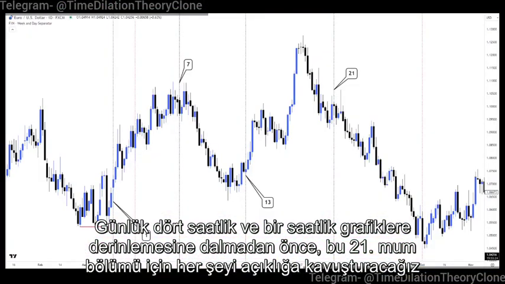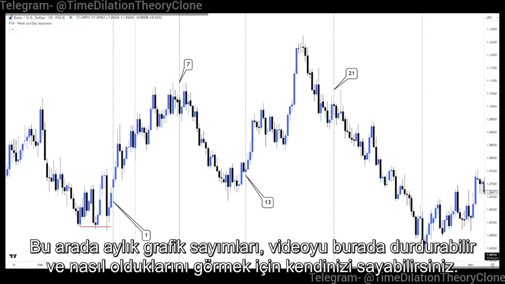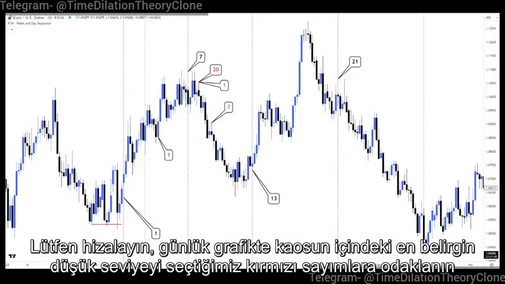Before we dive deep into the daily, 4-hour, and 1-hour charts, let's look at how weekly countings are seen on the daily chart. Red vertical lines are for monthly chart countings, by the way. You can stop the video here and count yourself to see how they align. Please focus on the red countings.